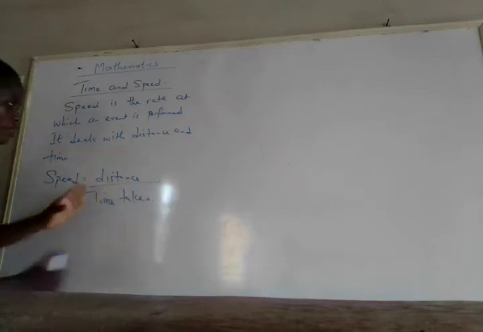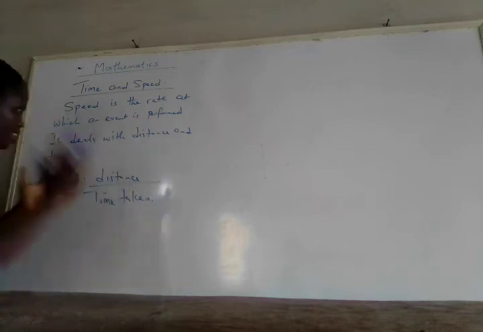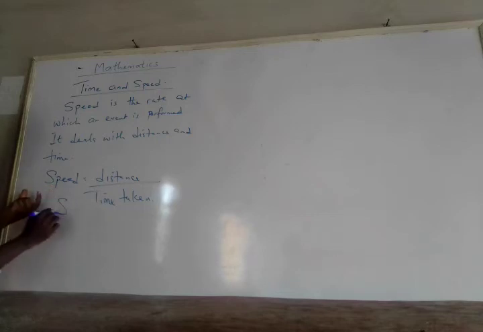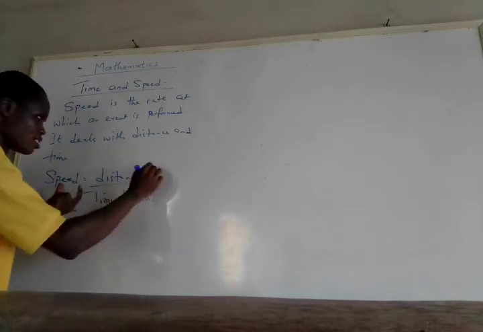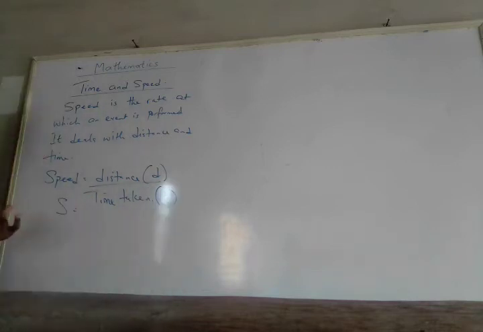So this is very, very important. It's very essential for you to know this formula right in your head, in your brain box. It should be there, written. You can just keep it this way: speed S is equal to distance D all over T. That makes it quite easier for you to just keep in your head.